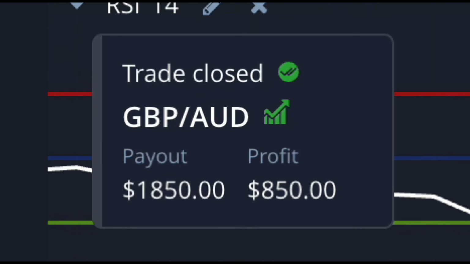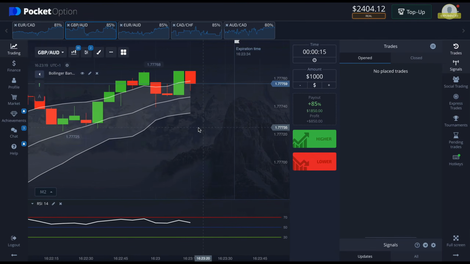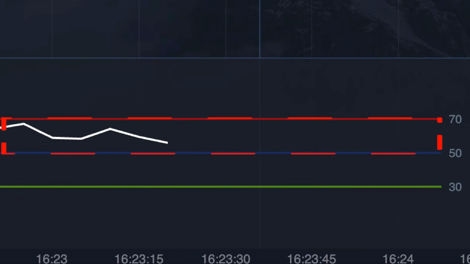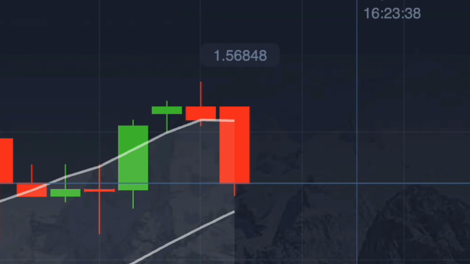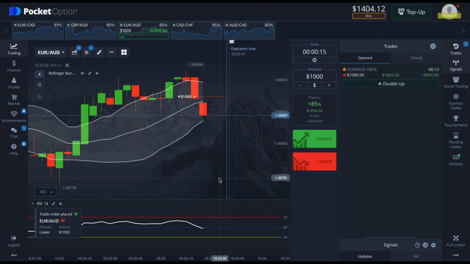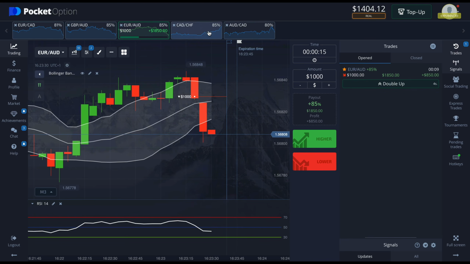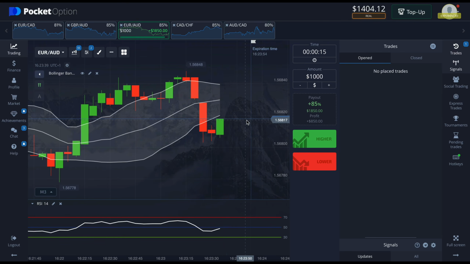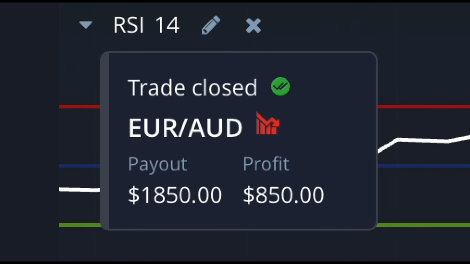Profit over profit, nice. Here in this situation the RSI is again overbought, the Bollinger Bands broken through. Signal in the down direction. Profit, let's make another one.